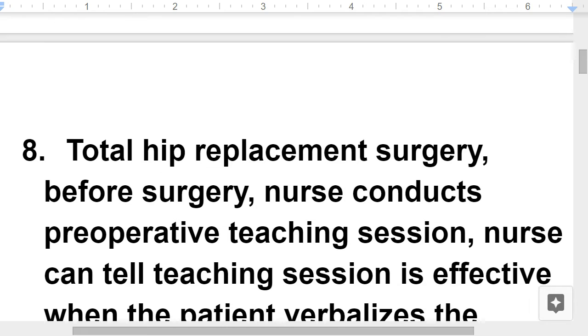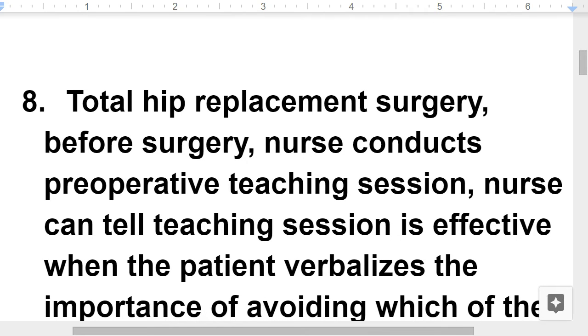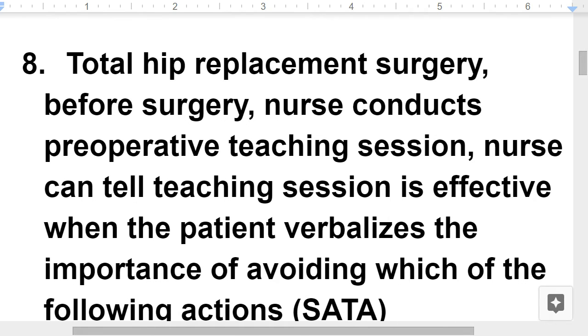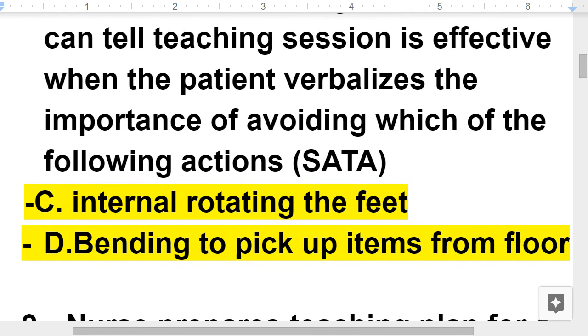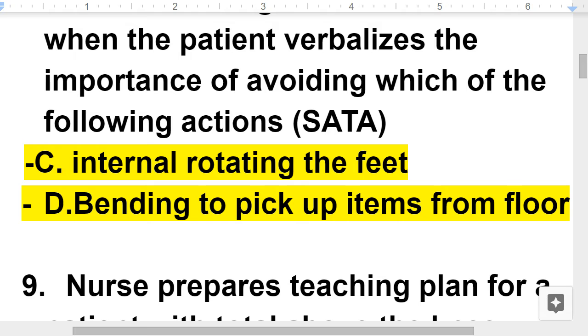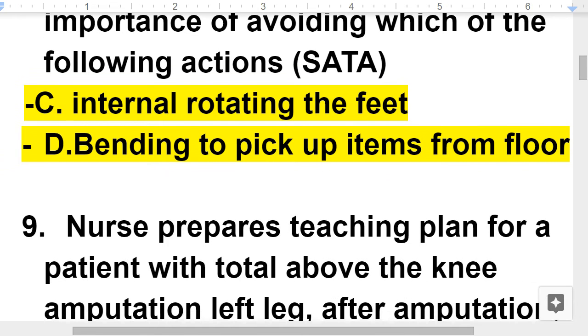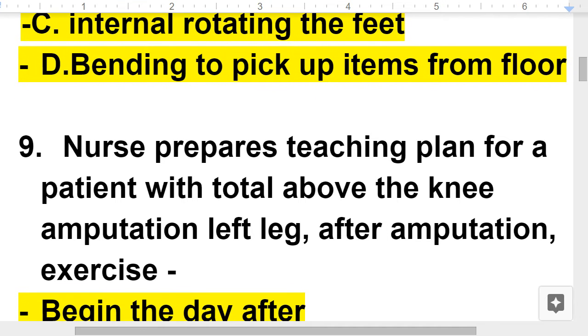Total hip replacement surgery. Before surgery, the nurse conducts a preoperative teaching session. The nurse can tell the teaching session is effective when the patient verbalizes the importance of avoiding which of the following actions? Letters C and D: internally rotating the feet and bending to pick up items from the floor.